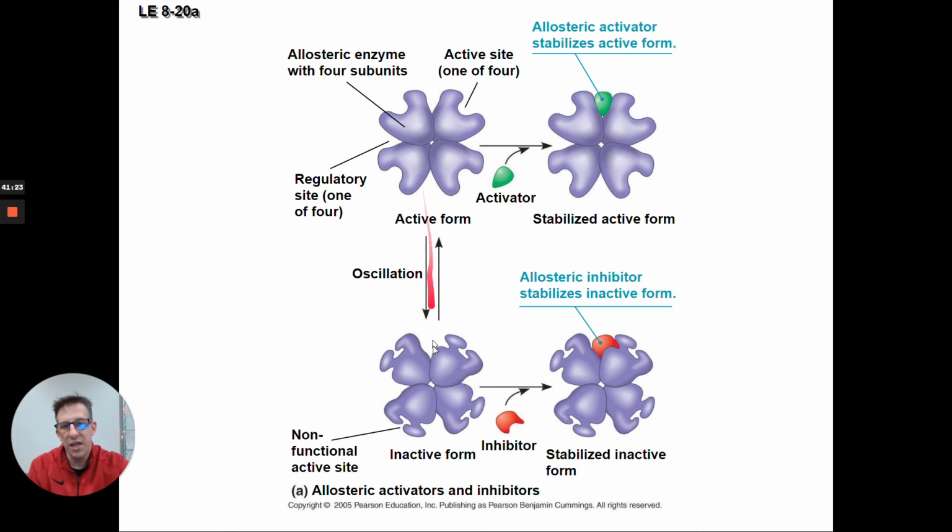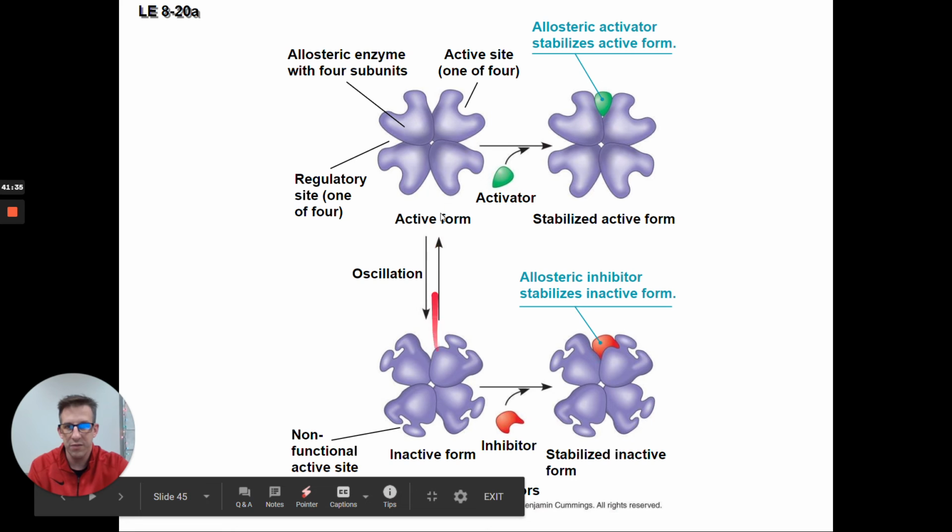Now, nothing can really happen when this thing's oscillating back and forth. It does it very, very quickly, and very rarely are you going to get a substrate that bounces in there at just the right time. But these things are oscillating back and forth, back and forth, back and forth. So we need molecules to stabilize it in one form.